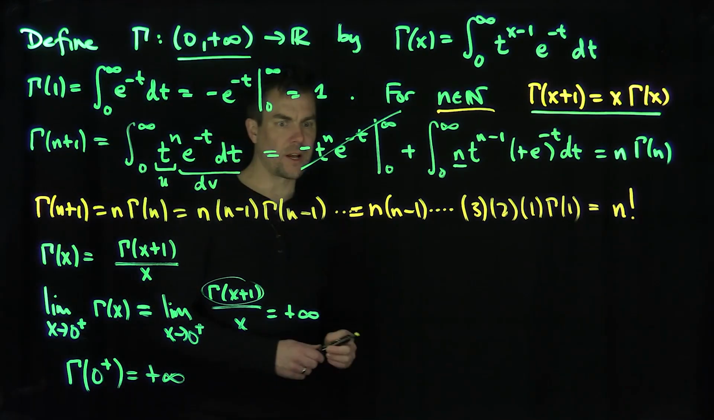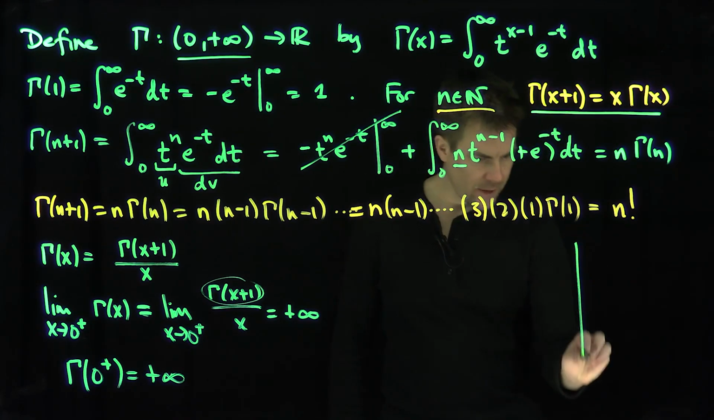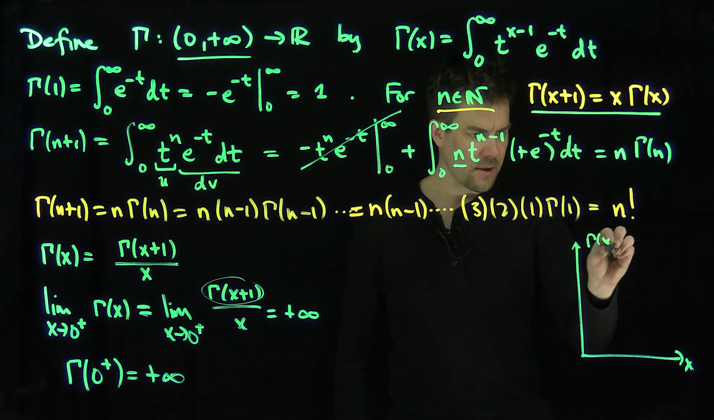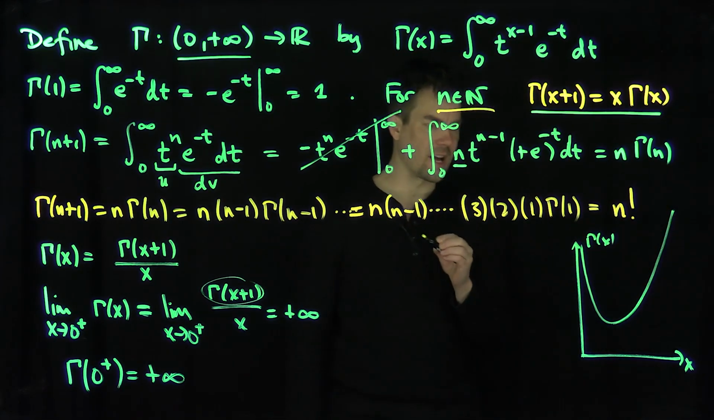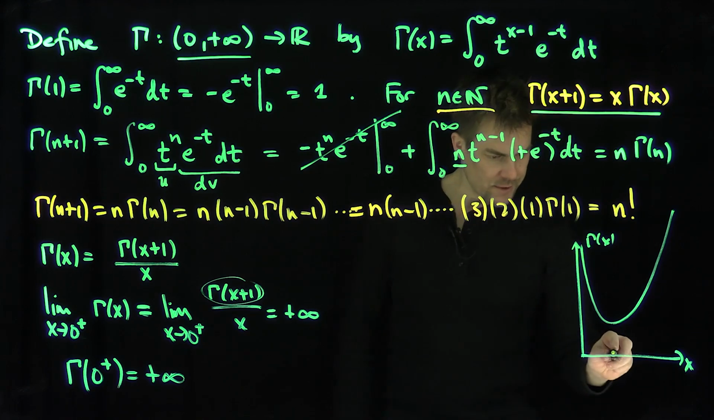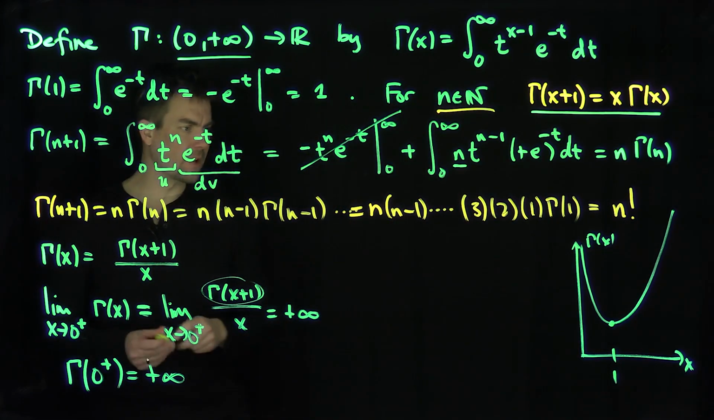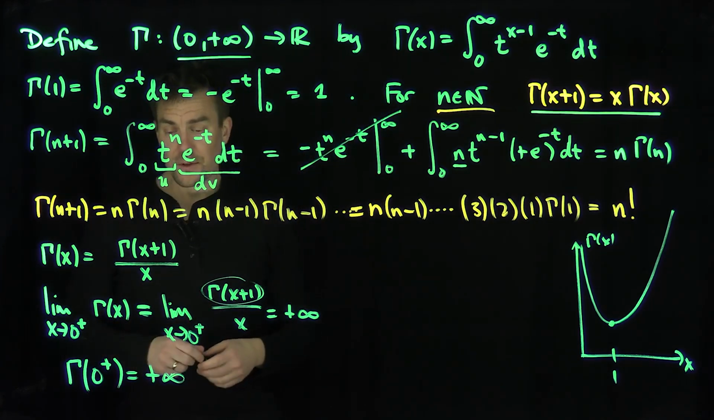In other words, if we take a look at the graph of this function, it will look something like this. Here's the positive real axis. There's x, and there's the gamma of x axis. As we go to 0, it's going to look something like this. That's what the graph of gamma looks like, and this corresponds to a value of 1 over here. Excellent. So now, how do we extend this notion of gamma?